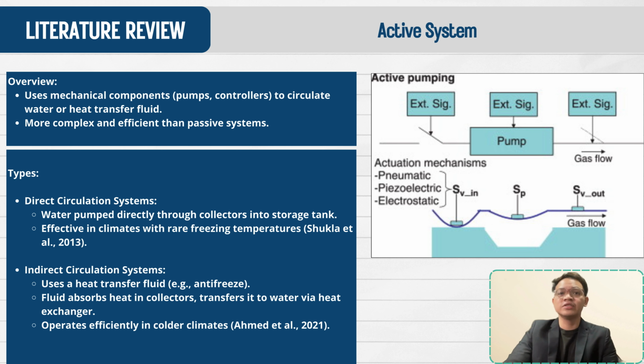For indirect circulation, it uses a heat transfer fluid. The fluid absorbs heat in the collectors and transfers it to water via a heat exchanger. It operates efficiently in colder climates. The advantages of the active system are that it has higher efficiency and better water flow and heat transfer management. It is also equipped with sensors and controllers for optimized performance.